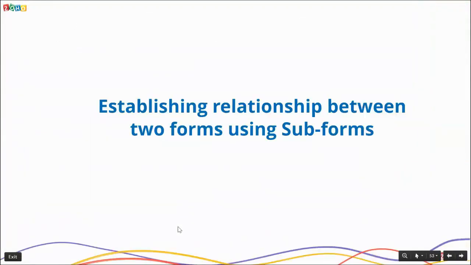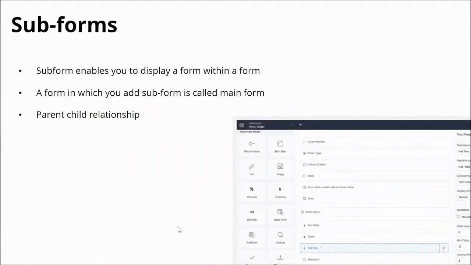Coming to the next concept, that is subform. How do you establish the relationship between two forms using a subform? Now that we saw how we can set a connection or interlink between two forms within the same application and between different applications, the next would be, how do we establish the same using the subform? So what is a subform? A subform is nothing but a form within another form. That is, the existence of the form will be within another form. A form in which you add the subform is called the main form. So the parent-child relationship here will be formed automatically.